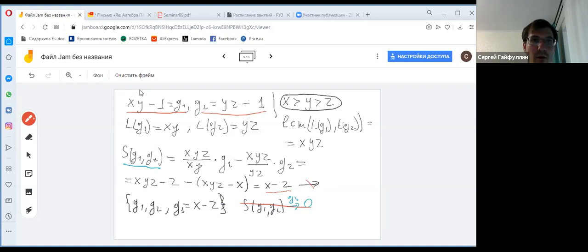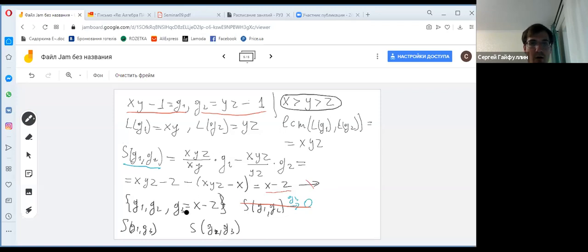This is not needed. And I should consider two S polynomials, S of G1 and G3, and S polynomial of G2 and G3. And I should try to reduce them to 0 or to a remainder.